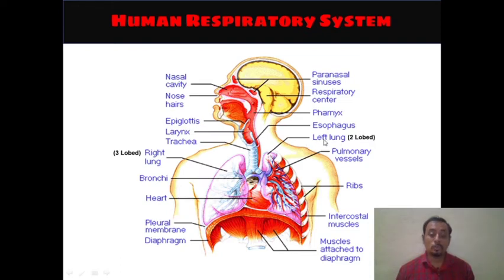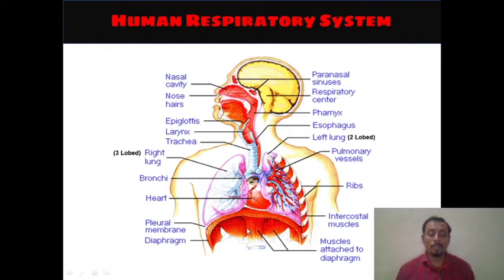Your left lung is two lobed. Your right lung is three lobed. Bronchi are also shown here, along with the heart, which is situated in between the two lungs. The right lung is three lobed even though it is somewhat smaller compared to the left lung, and the left lung, even though it looks bigger than the right lung, has two lobes only.